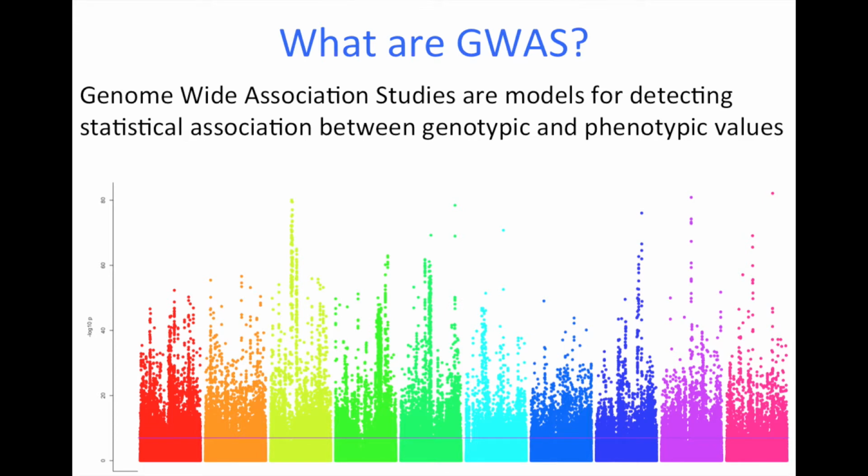So what are GWAS, or genome-wide association studies? Basically, they are models for detecting statistical association between genotypic and phenotypic values. In other words, we want to know which regions of the genome associate with specific traits or differences in specific traits. And the trademark of these studies are these Manhattan plots, which basically show on the x-axis, like in this example, the 10 chromosomes of maize, and the y-axis shows a measure of statistical significance. In this case it is the negative log 10 p-value, and you want to see several very discrete peaks, which show you the regions that are candidates for association. The number of peaks depends on the statistical power, but also the number of genes underlying your trait. So this is sort of what you will expect to see.